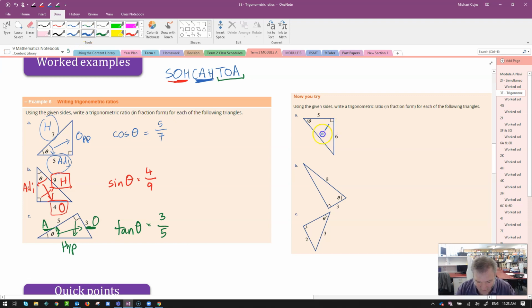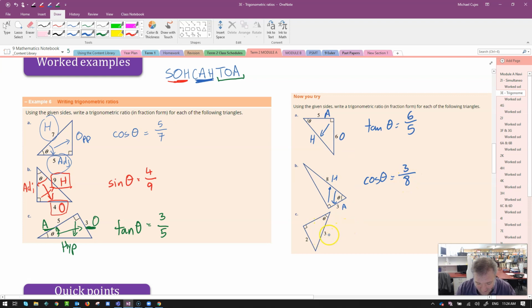This one here, I'm quickly labeling my triangle, hypotenuse, opposite, adjacent. So that's going to be opposite and adjacent, that's my tan ratio. So the tan of theta equals the opposite side 6 divided by the adjacent side 5. Next one here, that's going to be a hypotenuse. This is my adjacent side because it's next to. So adjacent and hypotenuse, that's cosine. Cosine theta equals adjacent side of 3, hypotenuse of 8.